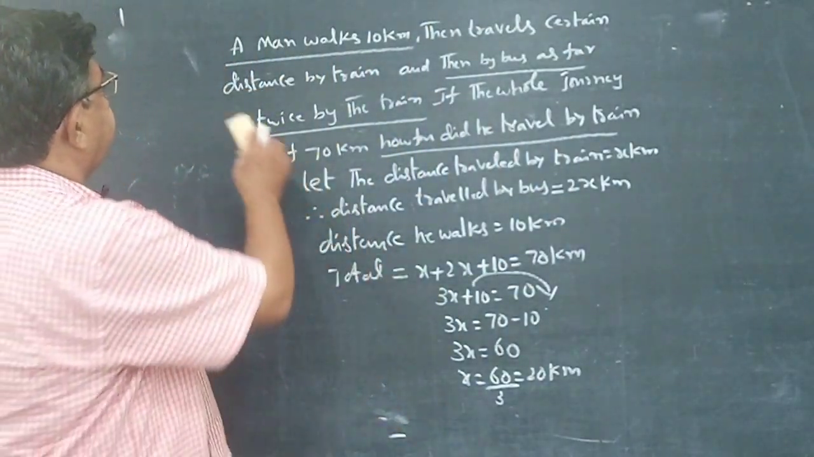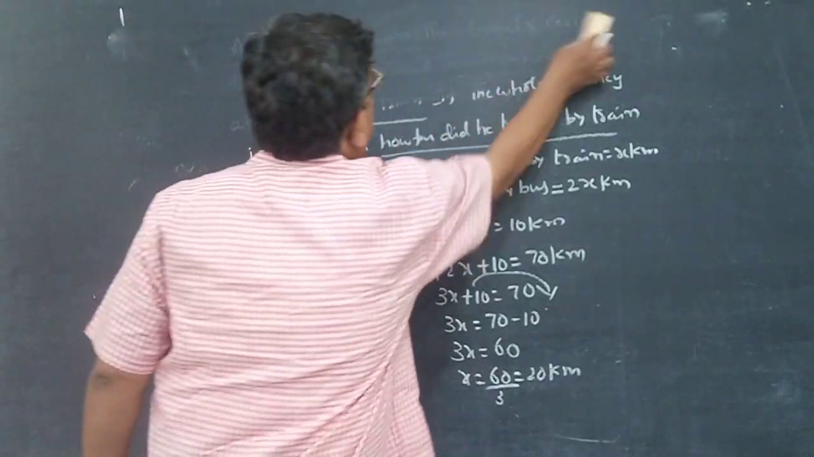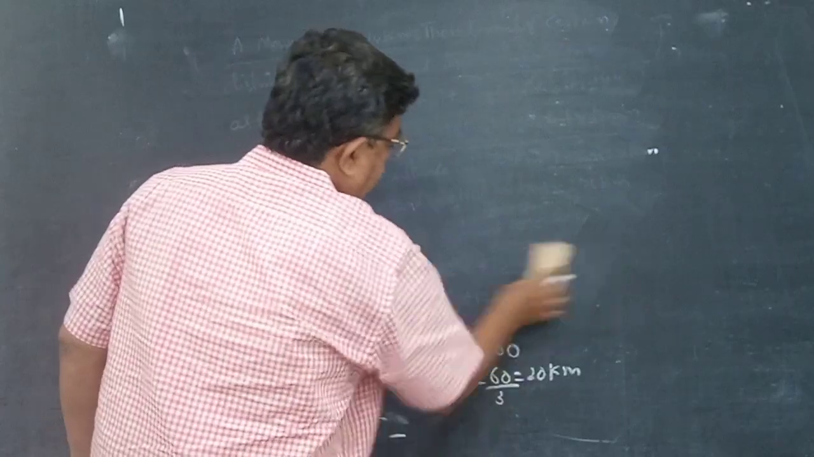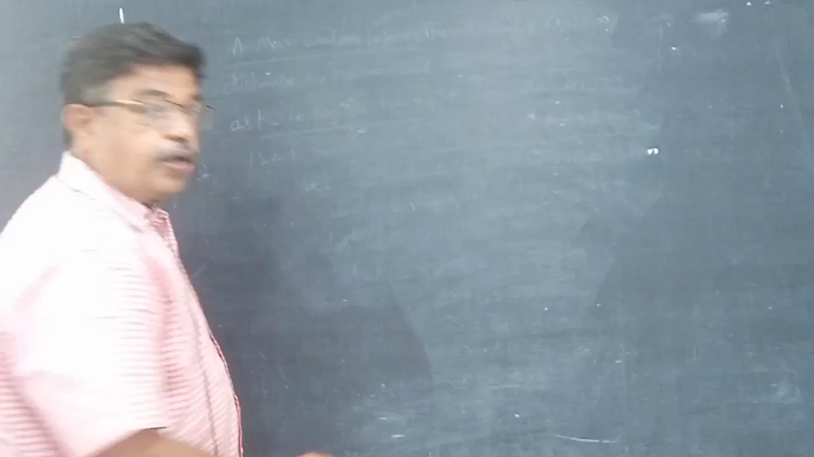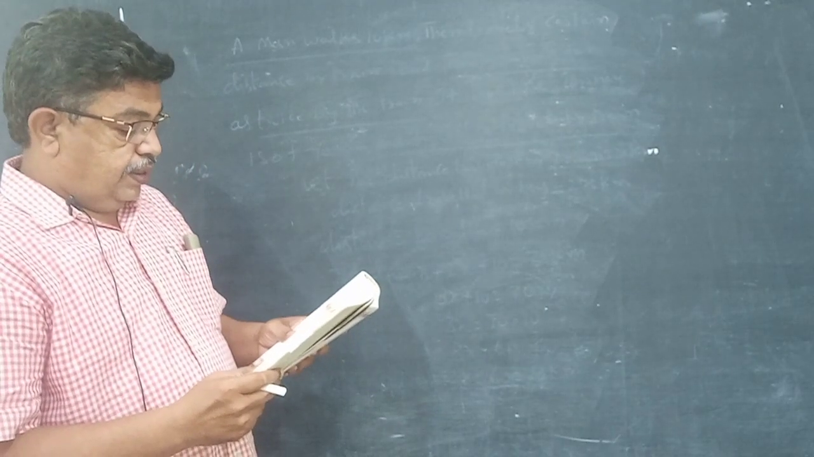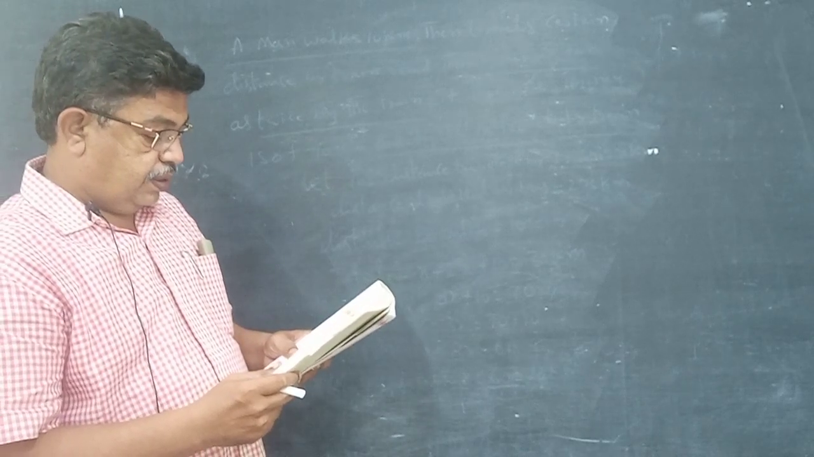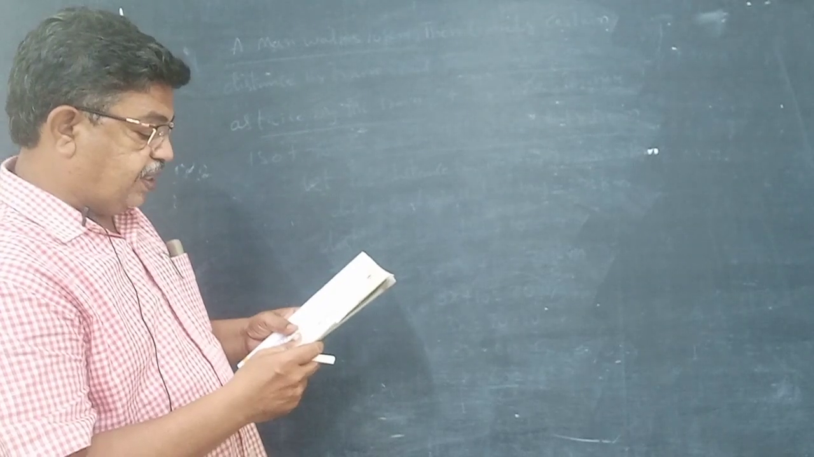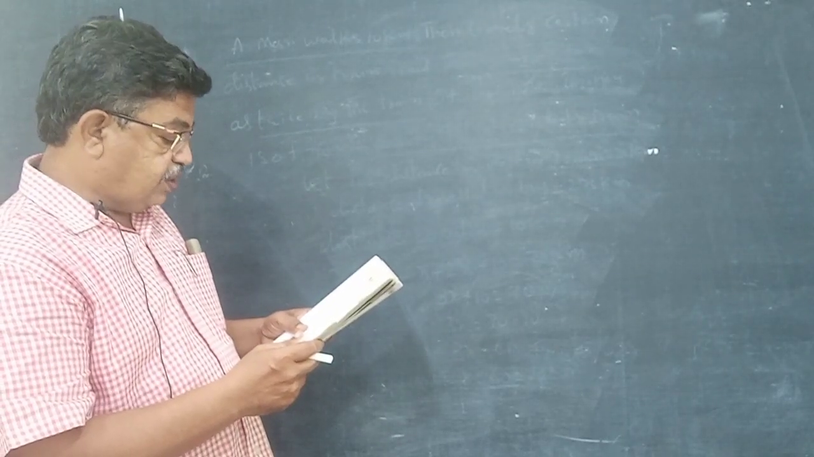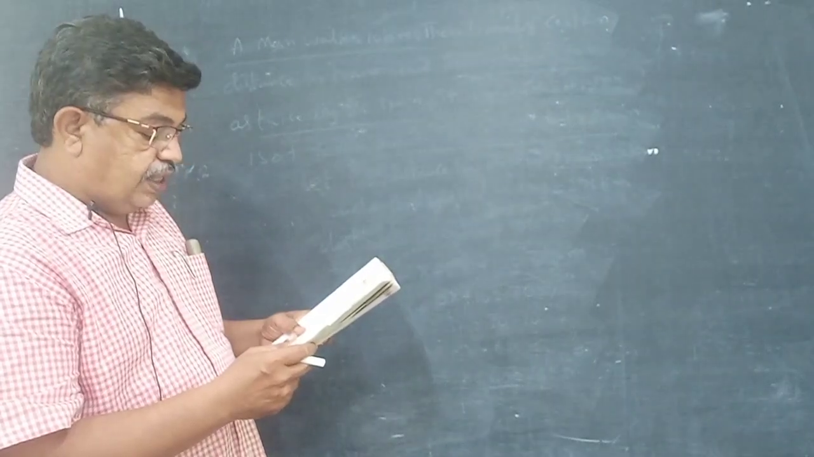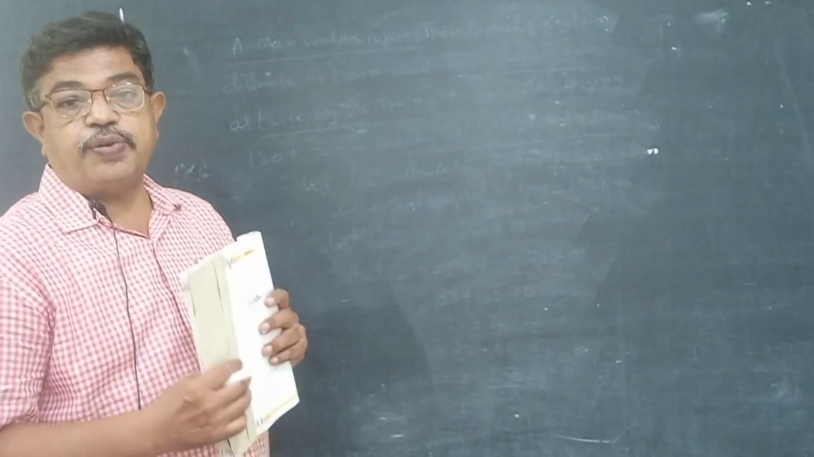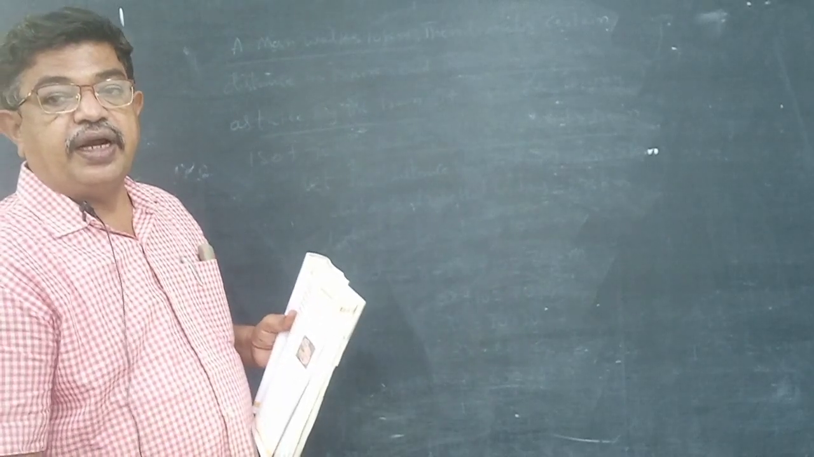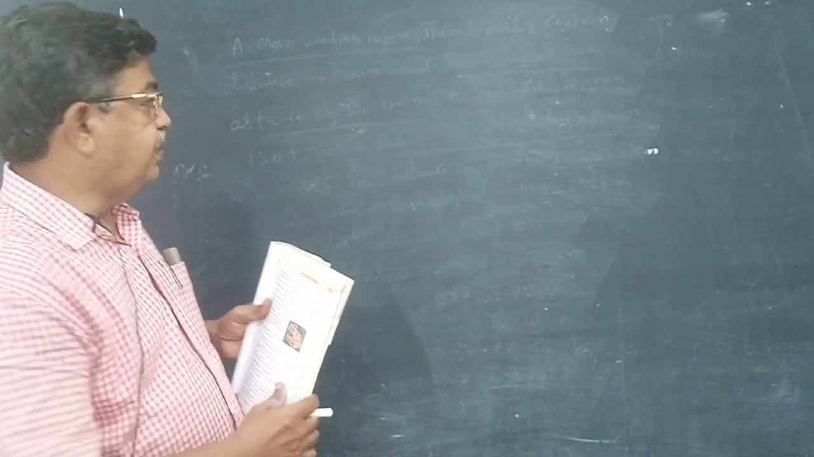Next. Next problem. The distance around a rectangular field is 400 meters. The length of the field is 26 meters more than the breadth. Calculate the length and breadth of the field. Already we did this problem in examples. Same model we did. Once again we are doing the condition on perimeter of a rectangle.